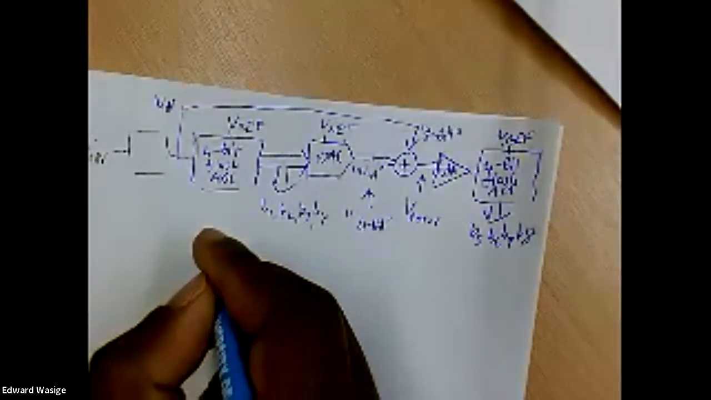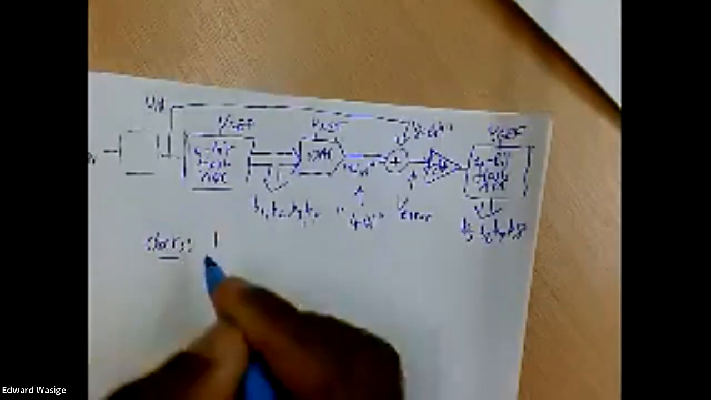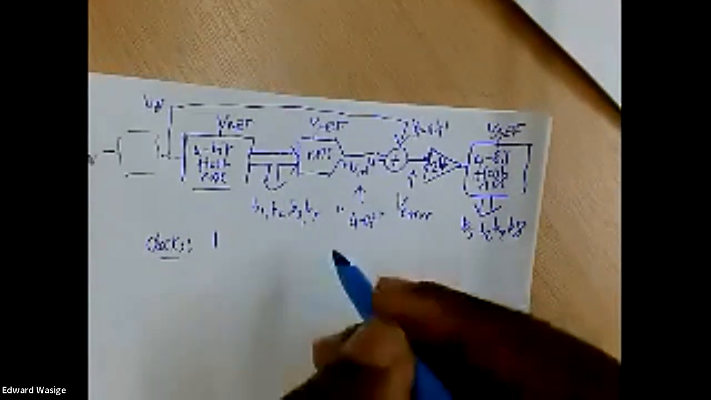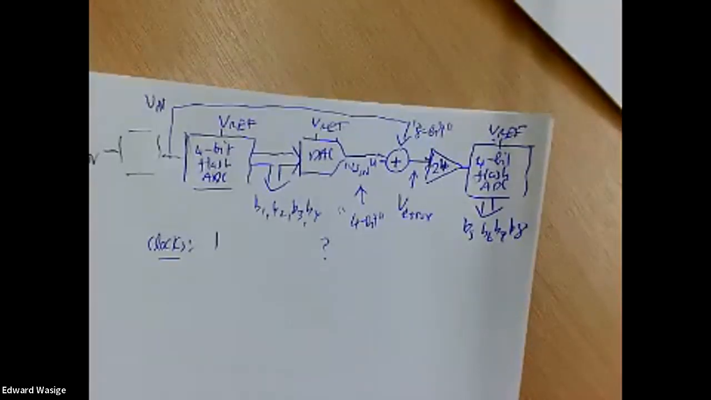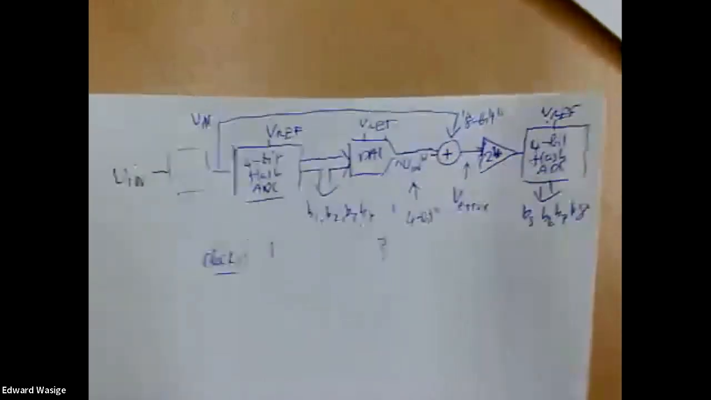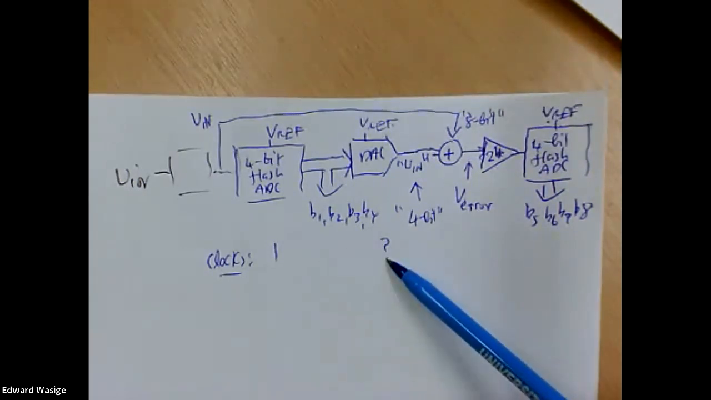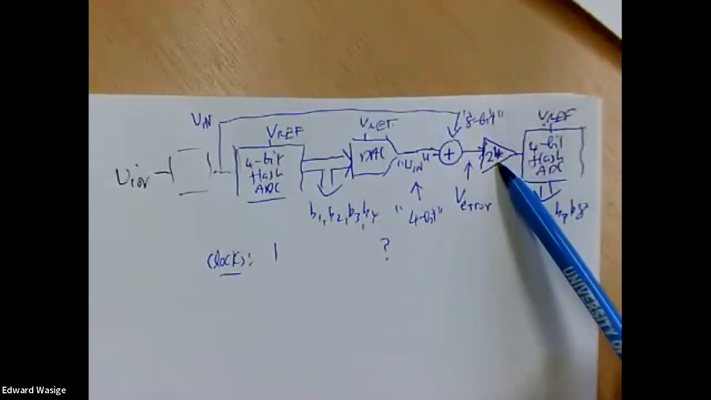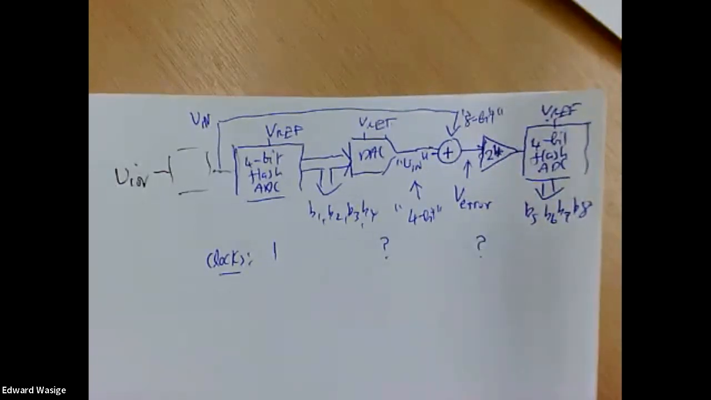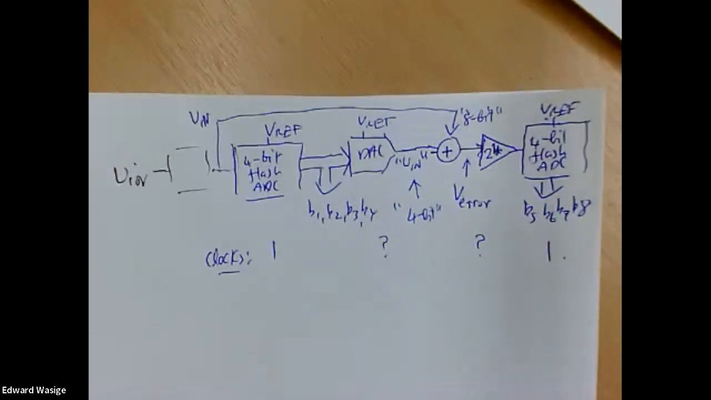In terms of how long it takes to do this, for the 4-bit flash ADC, we need 1 clock cycle. For the DAC, if someone can say how long it takes to do the conversion back into an equivalent analog signal. The amplifier, someone should also say how long that it takes. And the 4-bit flash ADC will require 1 clock cycle.